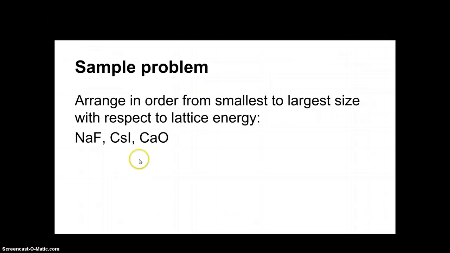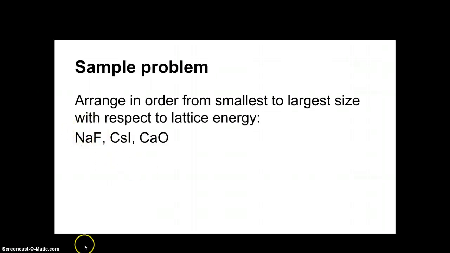So from our previous formula, the distance is going to come into play, and the charges. But the charges here are more important. So we're going to say that calcium oxide has the greatest lattice energy because it has the greatest charges. And the difference between NaF and CsI comes down to the size. We know that Na and F are a lot smaller than Cs and I, which are way down the periodic table in period 6 or 7. So we're going to say that CsI has the greater distance and NaF has the smaller distance.